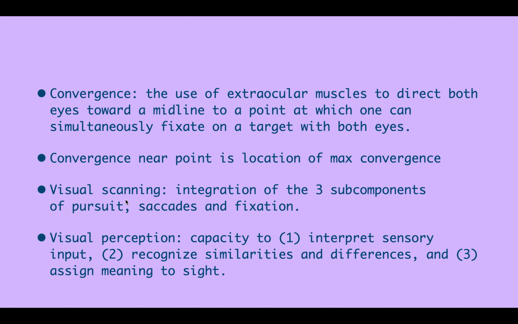Visual scanning, back to this, is a process. It is a very dynamic process because it's the integration of the 3 subcomponents of pursuits, saccades, and fixation. And all of that plays a role in visual perception. So you have to have the capacity to interpret the visual stimuli, recognize the similarities and differences, and assign meaning to the sight.